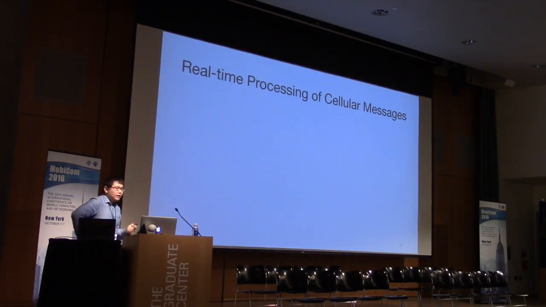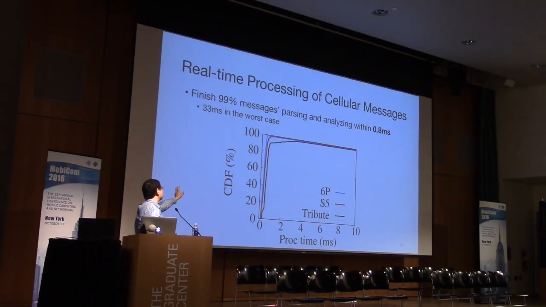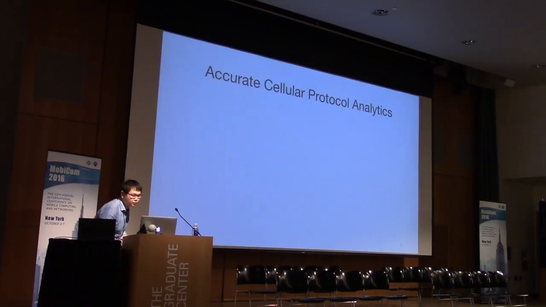So MobileInsight can largely meet this real-time demand. We tested how fast MobileInsight parses and analyzes each set of metrics. This figure shows the CDF of processing time on high-end phones, medium-end Samsung S5 phones, and low-end phones. For all these phones, we can finish 99% of the message processing and analyzing within 0.8 milliseconds. The worst case we observed is 33 milliseconds. So it largely meets real-time demands.